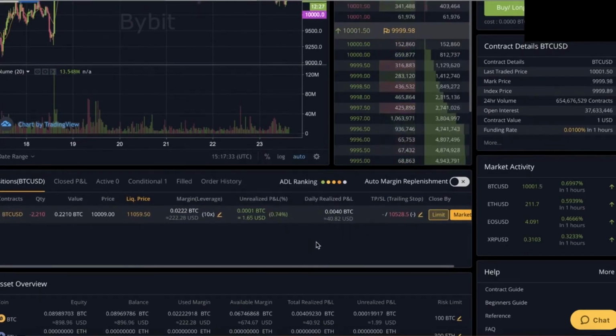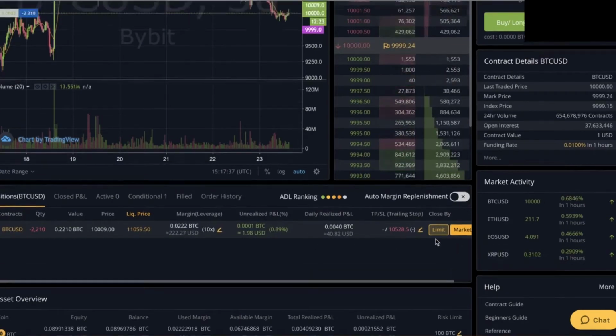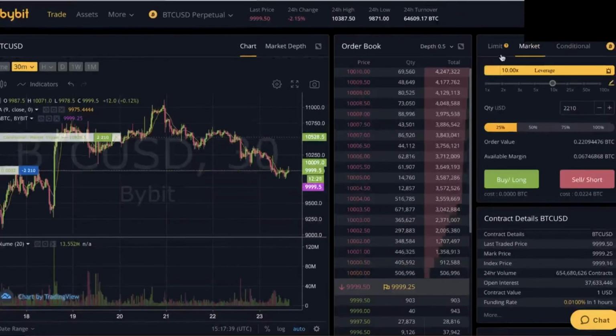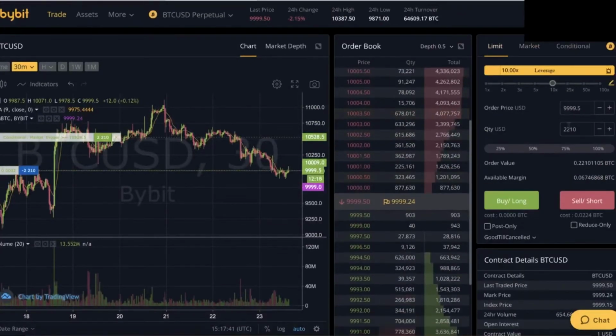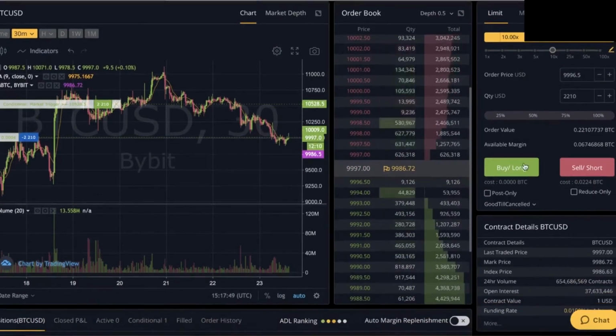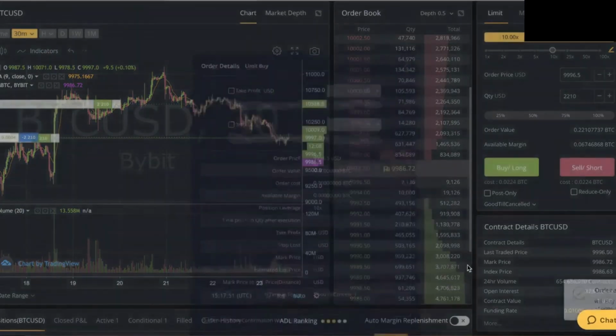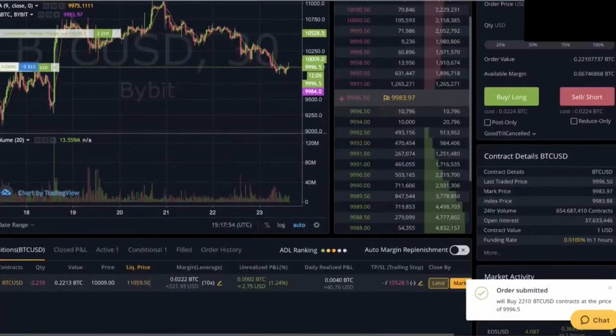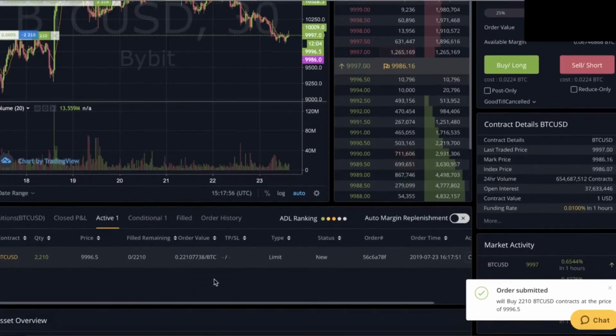Now, let's say I'm at a 1% profit and I'm ready to close out the position. I can close out the position by going back to the limit tab and then choosing exactly what price I want the position to close at. So in this case, I would choose 9,996. My order quantity is already filled in. Buy long, confirm. And it's already in my active orders right now.